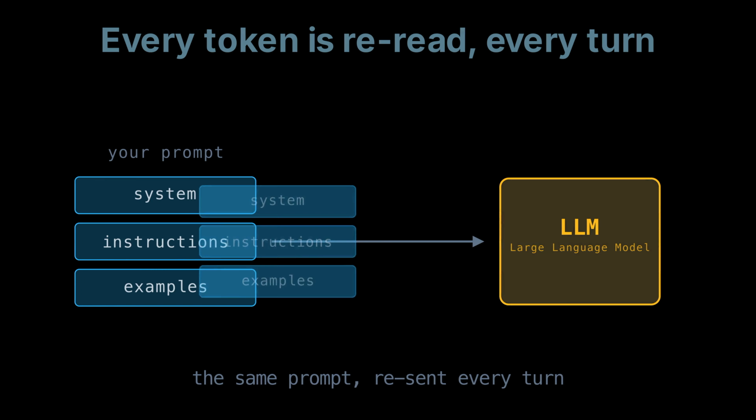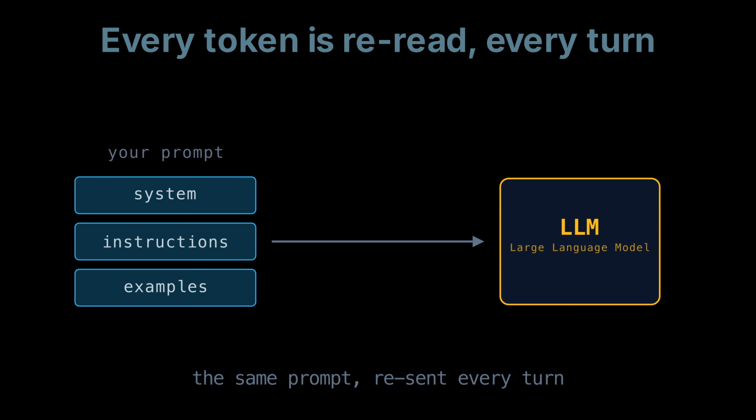Let's start with the one idea that ties this whole video together. A language model does not remember anything on its own. Every turn, the whole prompt is sent to it again from the start. And in an agent loop, that same prompt is resent on turn after turn after turn. So a wasteful prompt is not something you pay for once. You pay for it every single turn. Let's call that the reread tax.